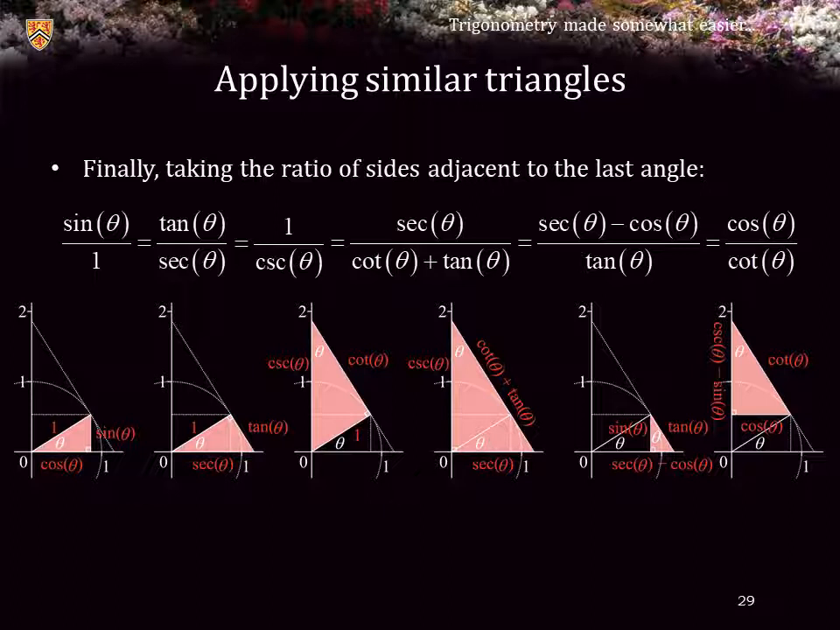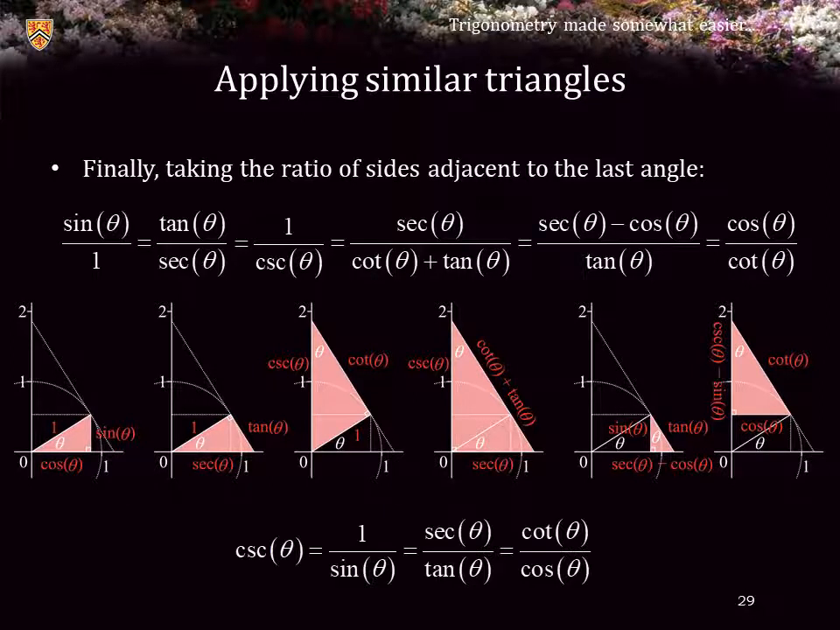And once again, in the last one, you should realize this is probably true because you have cosine of theta over cotangent. Cotangent is cos over sine. So dividing cosine by the ratio cos of theta over sine of theta, that leaves you with a sine theta in the numerator.